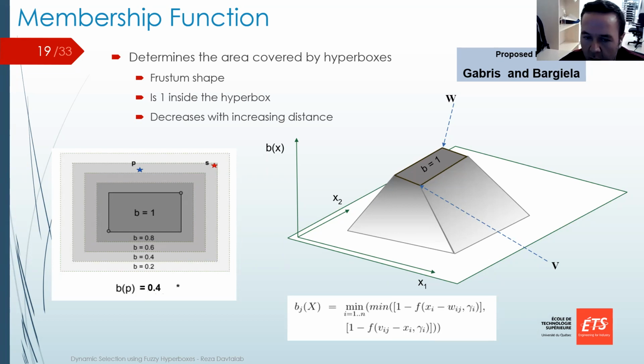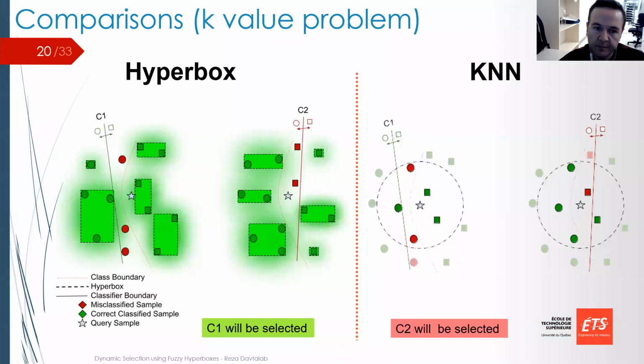Now I'm going to show how we can solve the discussed problems with the current dynamic selection approach using hyperboxes. As we discussed, one of the main problems of KNN-based approach was the k-value problem that led to wrong decisions. In this example, KNN will select C2, as I mentioned before. That is not a good choice in this example. But as you can see, using hyperboxes, we can select the correct competent classifier in this example, that is C1.